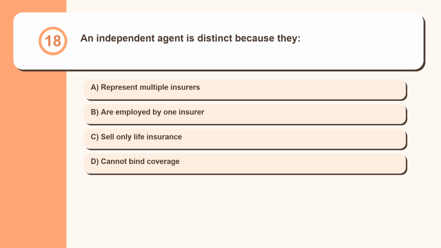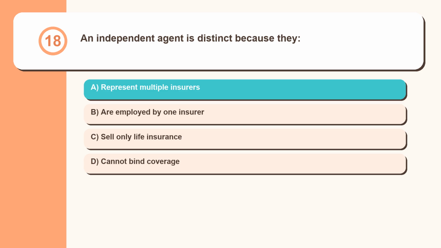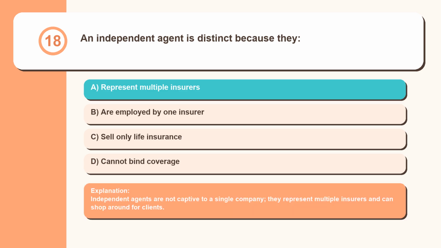Question 18. An independent agent is distinct because they represent multiple insurers, are employed by one insurer, sell only life insurance, cannot bind coverage. Independent agents are not captive to a single company, they represent multiple insurers and can shop around for clients.